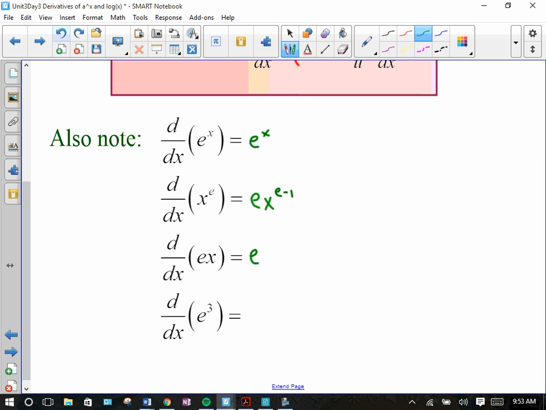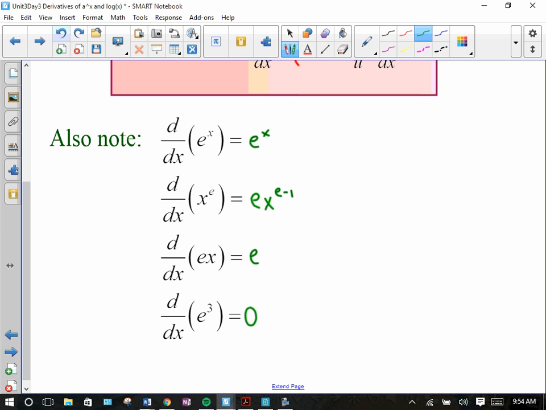And then what about the derivative of e to the third power? First of all, is e a variable or is e a number? So it's e to the third power. That would be like saying 2 to the third power is 8. So what's the derivative of 8? 0. So the derivative of e to the third power would be 0.